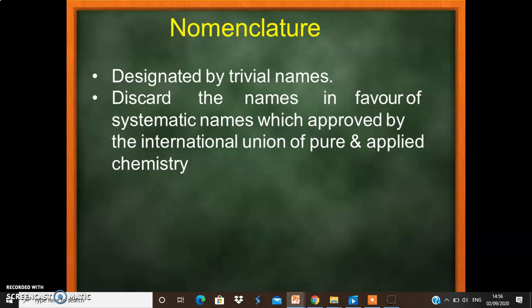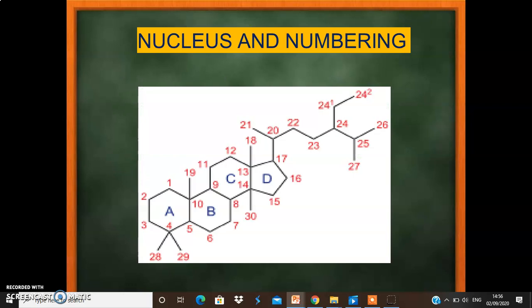Nomenclature of steroids: they were designated by trivial names, but these are discarded in favor of the systematic names approved by the IUPAC. The nucleus and numbering: there are 4 rings fused together, which give the backbone known as cyclopentanoperhydrophenanthrene. These are categorized as rings A, B, C and D, with the side chain at carbon 17.